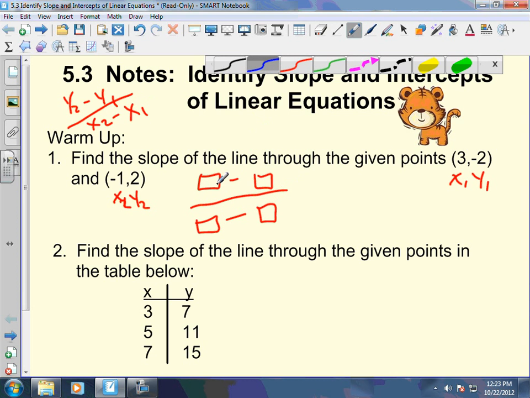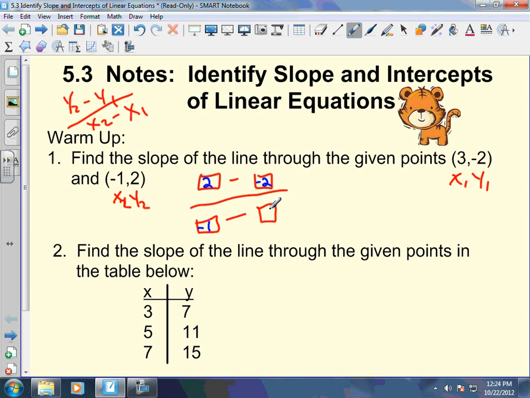This one is y2. y2 is positive 2. y1 is negative 2. x2 is negative 1. x1 is positive 3. So now we get 2 minus minus 2, which is a positive 4, over negative 1 minus 3, which is negative 4. 4 over negative 4 becomes negative 1. 4 over 4 is 1. One of them is negative. Your answer is negative.